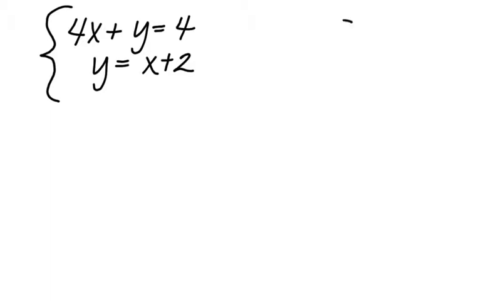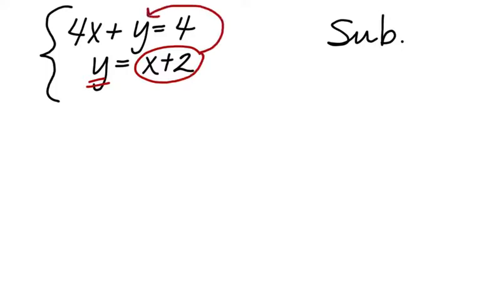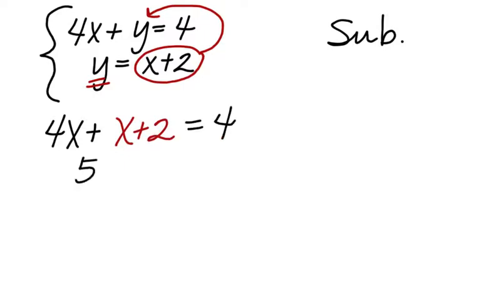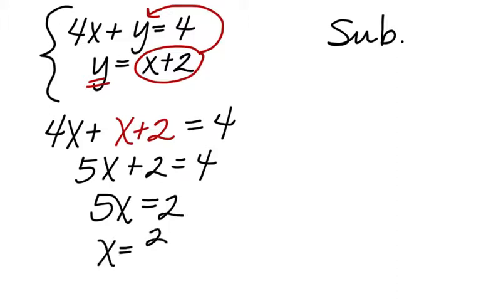So this is going to be a system that is set up nicely for substitution, and that's because y is already isolated. It's by itself in one of the equations. So we're simply going to take x plus 2, and we're going to substitute that into the top equation in place of y. So we will have 4x plus, and instead of y, we're going to substitute in the x plus 2, and that's equal to 4. And then just simplify and solve for x. And we'll have that x is equal to 2/5, 2 over 5.